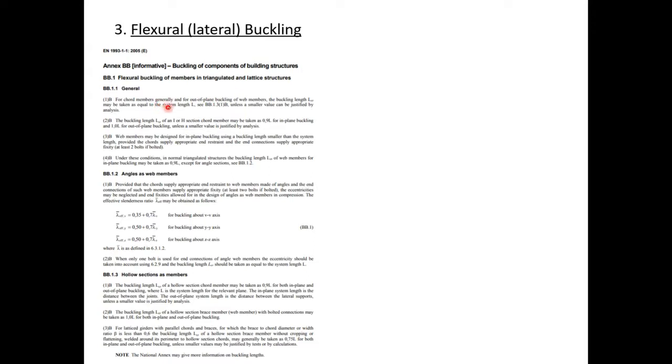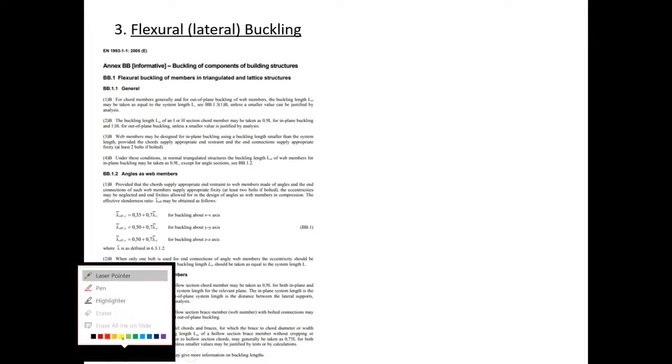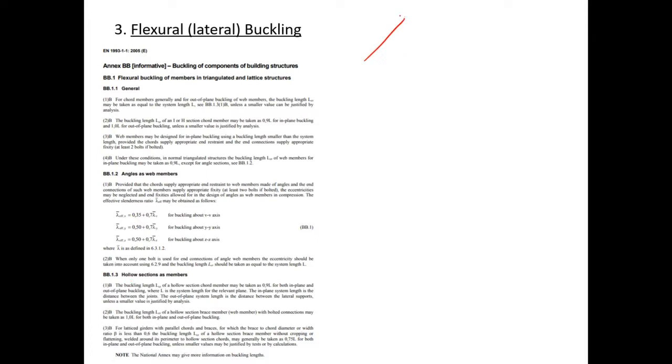So if we're talking about chord members, out-of-plane buckling of web members, the buckling length is taken as the length of the system. In other words, it's telling us here that the buckling length is the overall length of the member, unless a smaller value can be justified by analysis. So in almost all cases, we take the full length of the member as being the buckling length. So if I have a truss I'm designing.